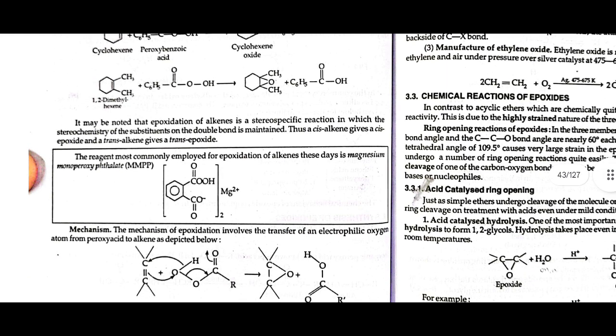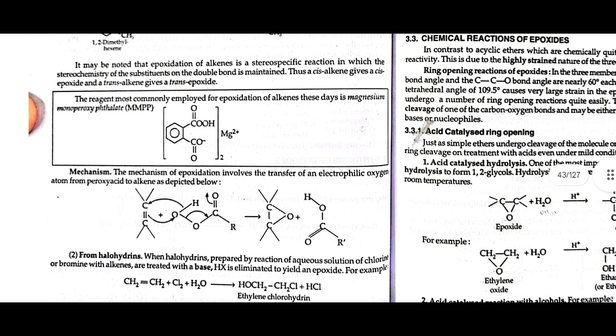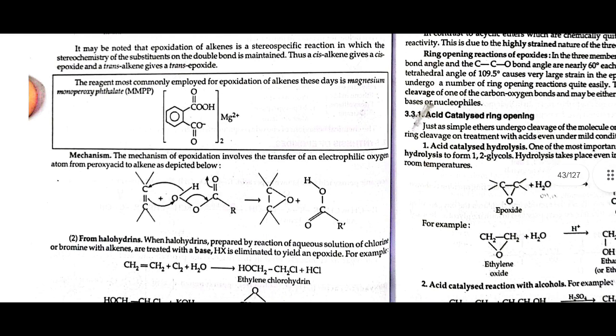The reagent most commonly employed for epoxidation of alkenes these days is magnesium monoperoxyphthalate, MMPP. Its molecular structure is given in the book. Mechanism. The mechanism of epoxidation involves the transfer of an electrophilic oxygen atom from peroxy acid to alkene as depicted below.